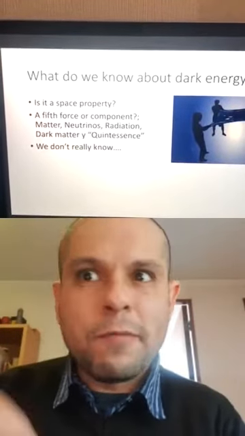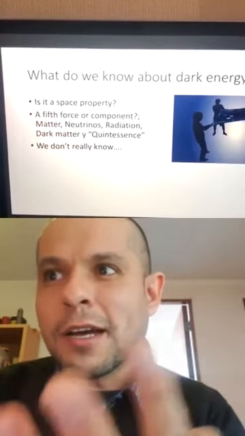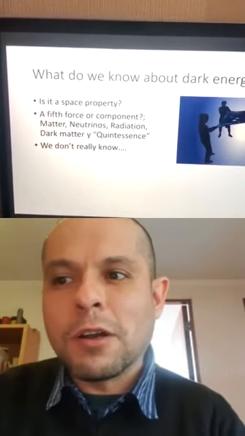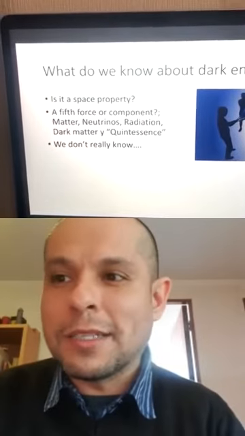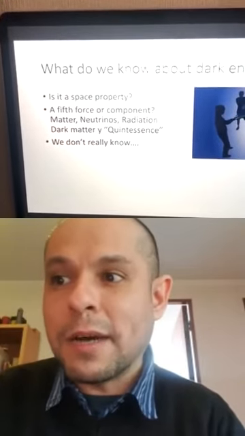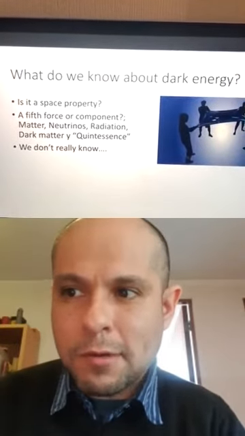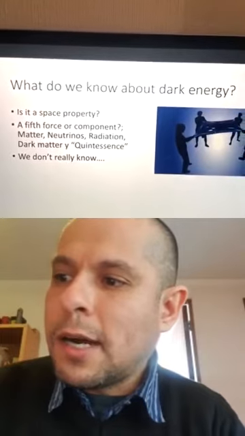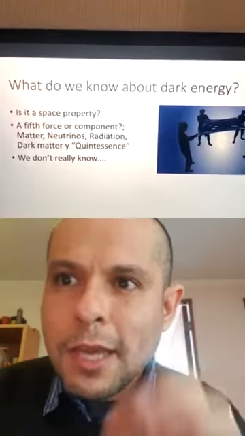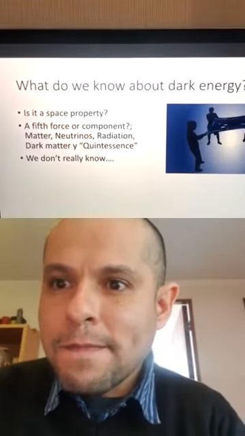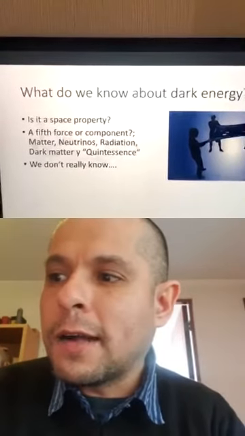First of all, we have matter, neutrinos, radiation, dark matter. Those are the four components, and the fifth one would be something called quintessence. That is a beautiful term, but it's just a name. Actually, what we know, we really don't know. We don't have any proof of this quintessence. But something that we know is that, depending on the nature of the dark energy that is making the universe accelerate, the fate of the universe is different.